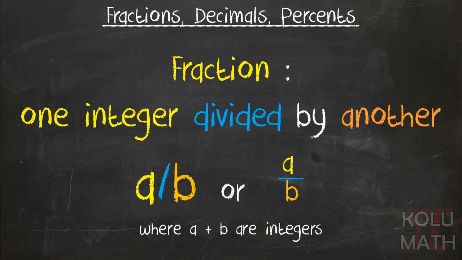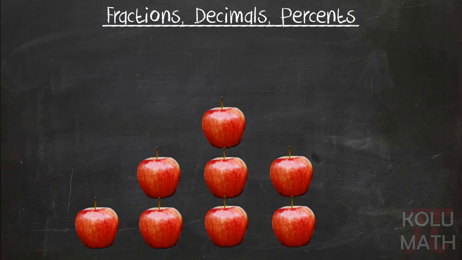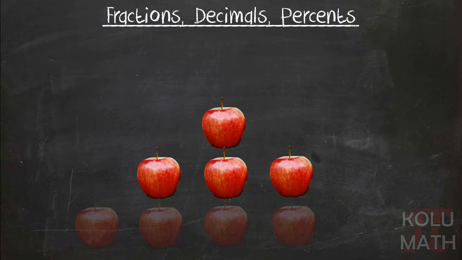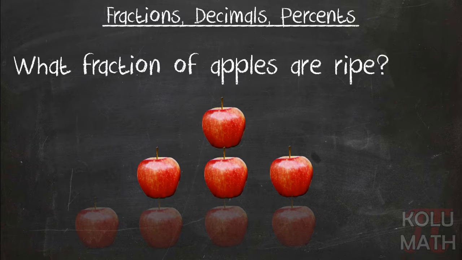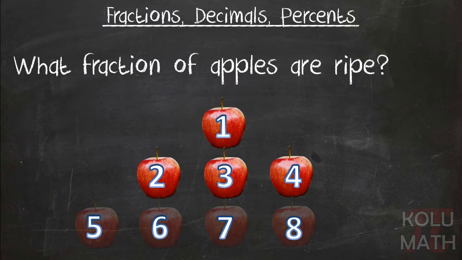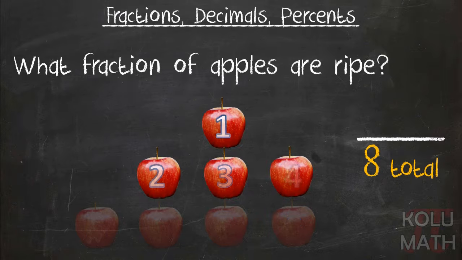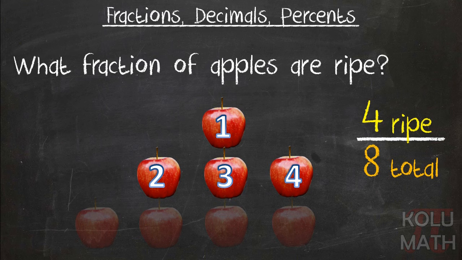And I think most people are pretty comfortable with the basics of fractions. So you see a problem like this, where you've got a bunch of apples and half of them are not ripe, and we want to know what fraction of apples are ripe. So first we count up the total number of apples, we get 8 total, and then we count the number of ripe apples, we get 4. That gives us a fraction of 4 over 8. Okay, 4 ripe apples out of 8 total.